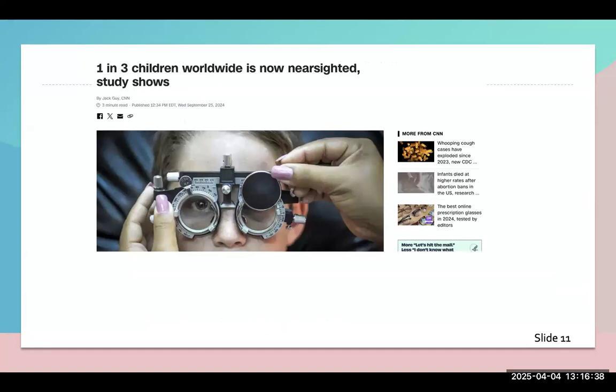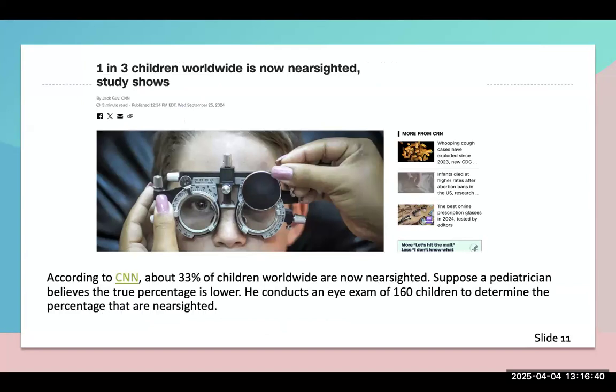We've seen this article before. CNN says that 33% of children worldwide are now nearsighted. Now, let's say a pediatrician believes the true percentage is lower. He conducts an eye exam of 160 children to determine the percentage that are nearsighted. What is the null hypothesis?